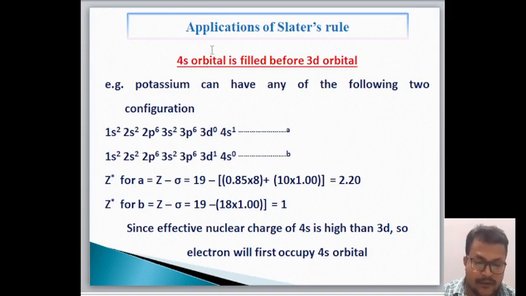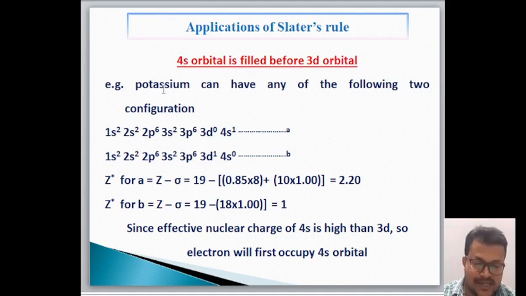Now we will discuss some applications of Slater's rule. In our next video tutorial class, I will discuss some other examples, that means for other elements, we will calculate the value of effective nuclear charge. Now, in this slide, we will discuss some applications of Slater's rule. As you all know, while filling up electrons, we first fill the electron in the 4s orbital, then we move to the 3d orbital. Now this can be explained from Slater's rule.